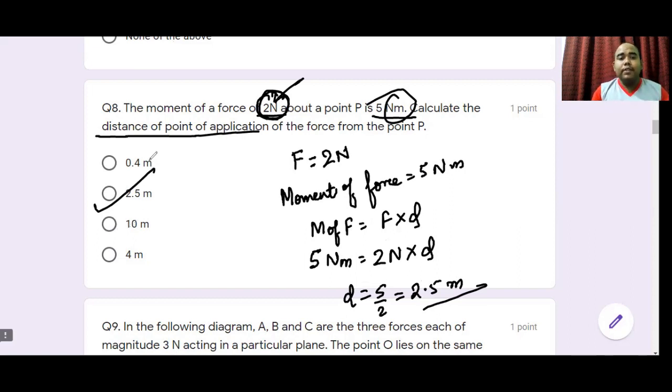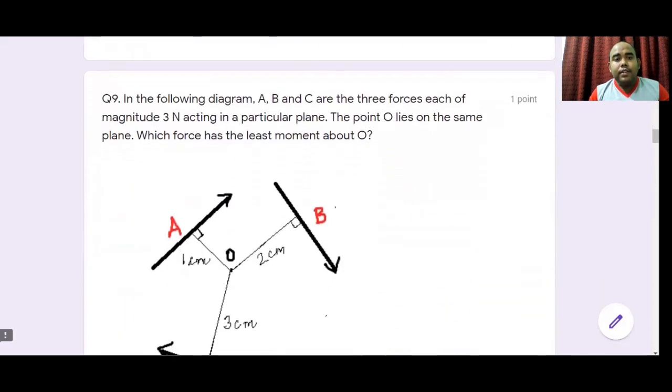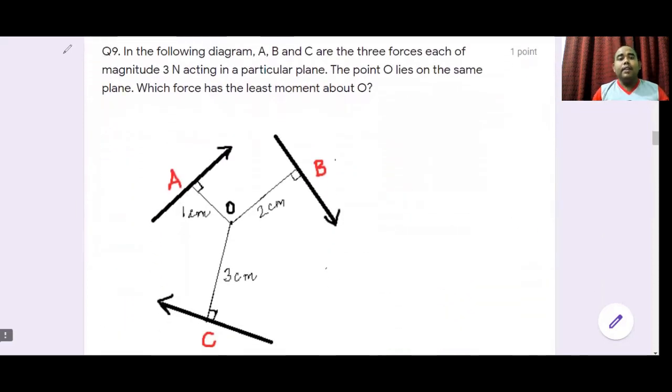Now moving to the next question. You see there is a diagram. Read the question. In the following diagram, A, B, and C are the 3 forces, each of magnitude 3 Newton. So A also has a magnitude of 3 Newton. Force B is also of 3 Newton. Force C is also 3 Newton. So each of 3 Newtons acting in a particular plane. एक plane में act हो रहा है. The point O also lies on the same plane, but you see the distance, the perpendicular distance of each of these forces from point O.